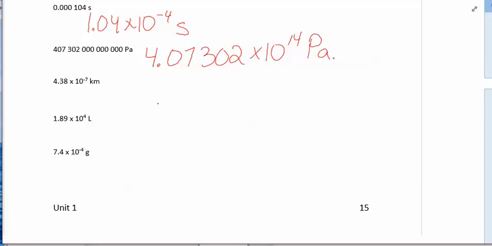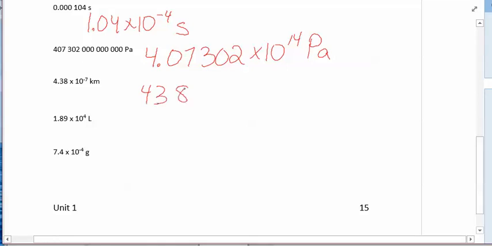The next one, we have 4.38 times 10 to the negative 7th. We're doing the opposite, so we're going to do the opposite step. We're going to write out our number, 438. Our exponent is negative, so that means we're going to move to the left. So we're going to move over 1, 2, 3, 4, 5, 6, 7. Any places that I have, I'm going to include zeros for those. So this is a very, very small number.